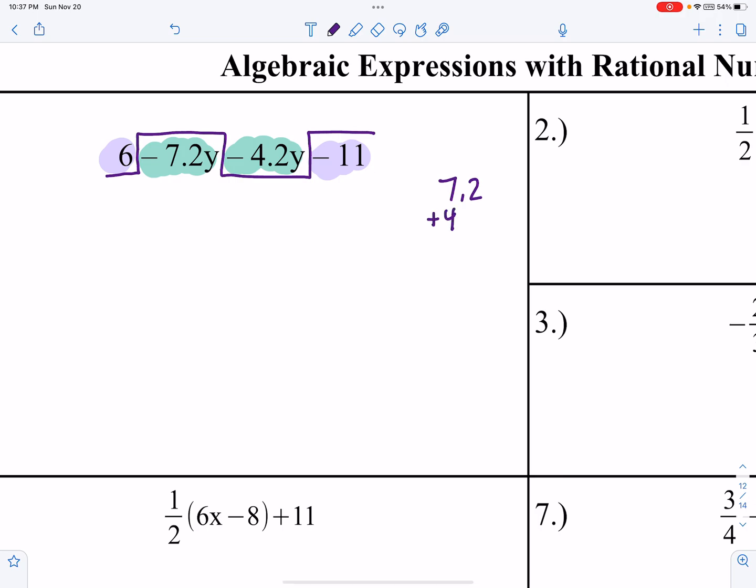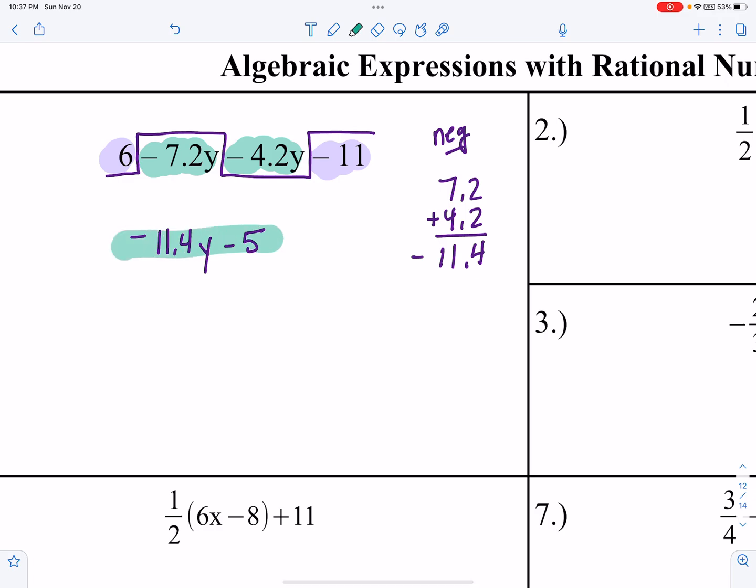7.2 plus 4.2, we're keeping the sign, which is negative. And then we get 4, 7, 8, 9, 10, 11. So I have a negative 11.4y, and then I have a 6 and a negative 11, different signs subtract, and we end up with a negative 5. So negative 11.4y minus 5, or you could flip-flop that around as well.